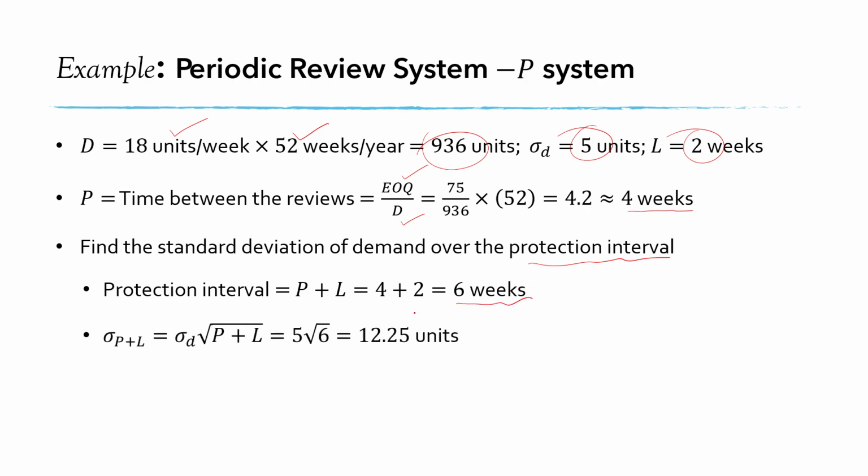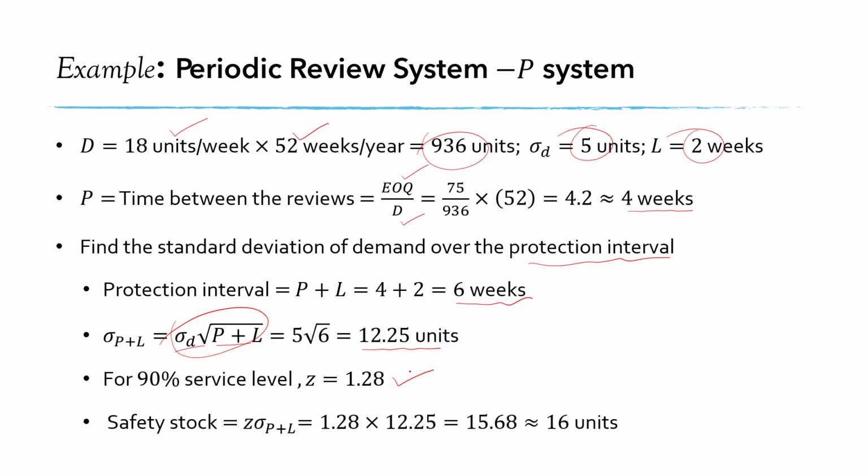And we know that the standard deviation during the protection interval can be calculated using this formula. We have the standard deviation of the weekly demand and we have the information of the protection interval. So the standard deviation during the protection interval is equal to 12.25 units. We know that for 90% service level, the value of Z is equal to 1.28. So we can calculate the safety stock by multiplying Z with the standard deviation during the protection interval. And the value is equal to 16 units.